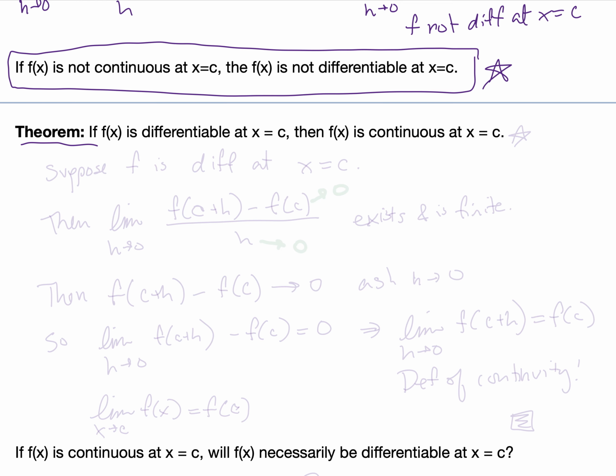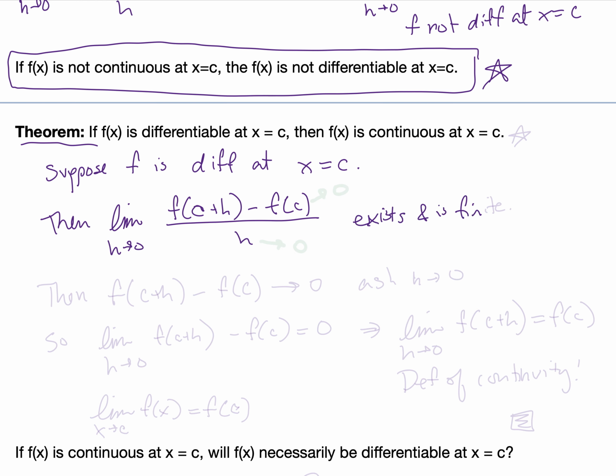So let's prove this statement. Suppose that f is differentiable at x equals c, then the limit as h goes to 0 of f of c plus h minus f of c, all divided by h, exists and is finite. Okay, so what does that mean?